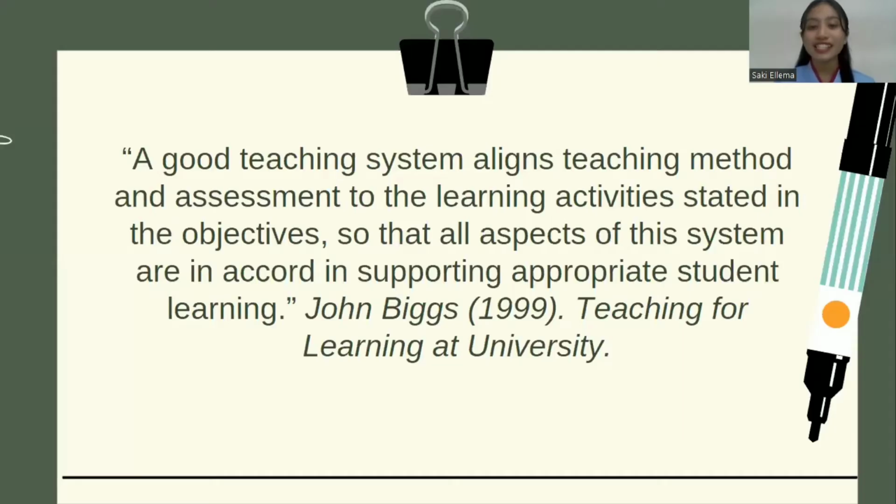A good teaching system aligns teaching method and assessment to the learning activities stated in the objectives, so that all aspects of this system are in accord in supporting appropriate student learning. This system is called constructive alignment, as it is based on the twin principle of constructivism learning and alignment in teaching. This is from John Biggs, 1999.